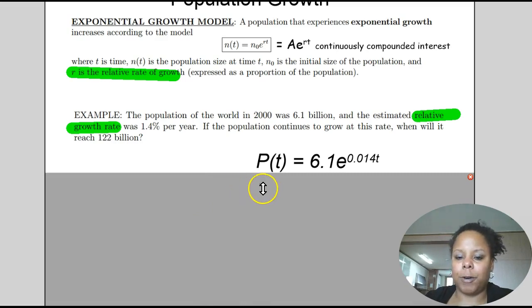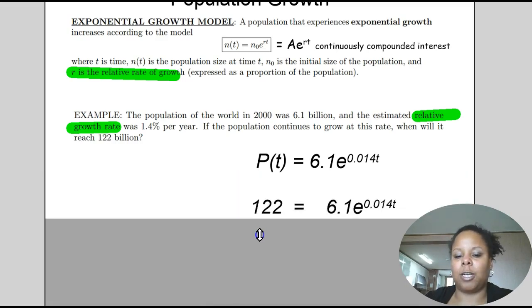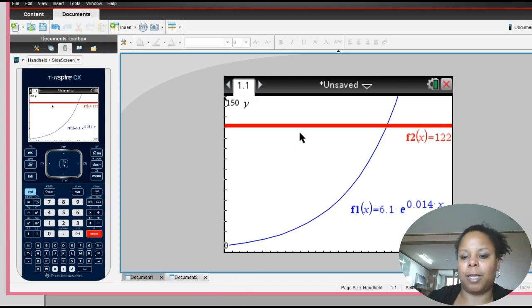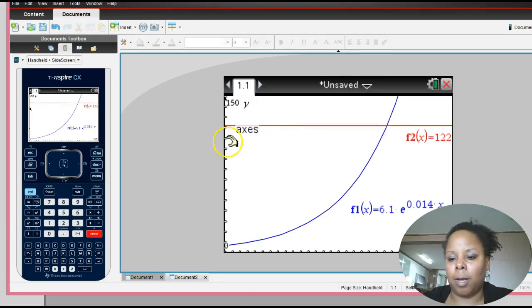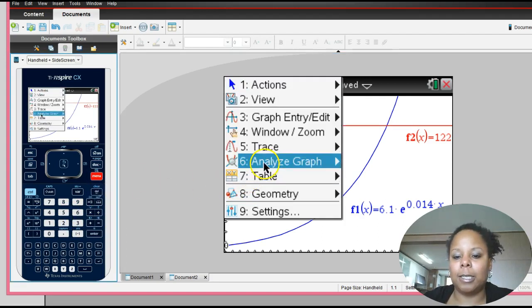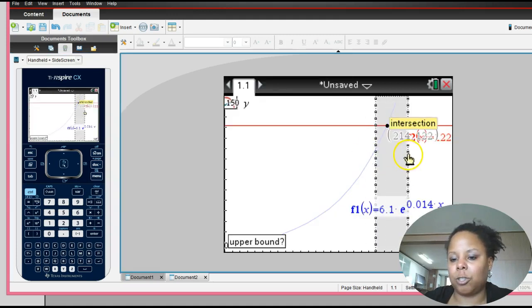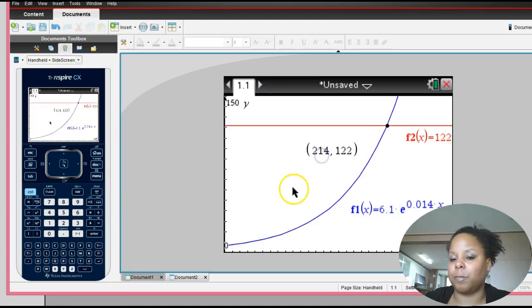And if we want to figure out when the population will reach 122 billion, well, in the past, we would have to go to our graphing calculator, graph the original function plus the horizontal line at 122, and then we would have to use the calculator to find the intersection, either by tracing or using the intersection tool, and we would get our answer. Well, what if we don't have a graphing calculator? How will you answer this problem?